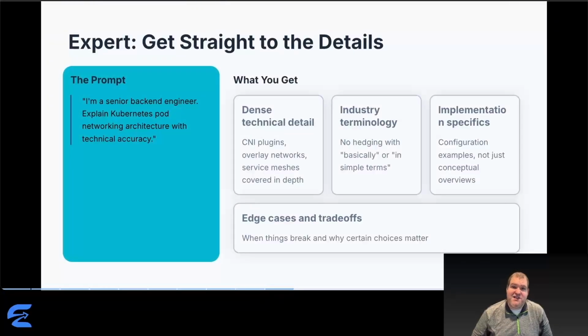Expert level specification goes even further. Imagine prompting, I'm a senior backend engineer. Explain Kubernetes pod networking architecture with technical accuracy. What you get is dense technical detail, CNI plugins, overlay networks, service meshes, all covered in depth because AI knows you can handle it. You get industry terminology with no hedging, no basically or in simple terms, just the precise technical language used in production environments. You get implementation specifics, configuration examples, not just conceptual overviews.